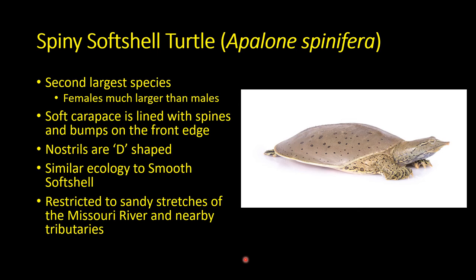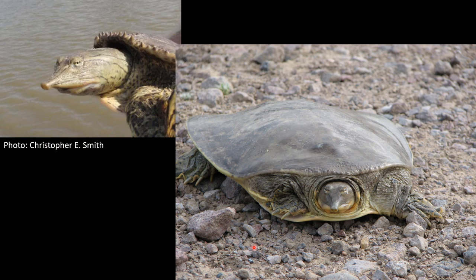The other species that we have is the spiny softshell, Apalone spinifera. Again, this one's larger than the smooth softshell, so this is the second largest species here. Females, once again, larger than males. Again, the big thing here is the nostrils are D-shaped and that the carapace has spines or bumps on the front edge of it. Okay? Very similar to the smooth softshell as far as biology and ecology, just a few trait differences. Again, really restricted to the Missouri River Valley and some of the nearby tributaries. Very limited distribution in the false map, smooth softshell, and spiny softshell turtle. Okay.